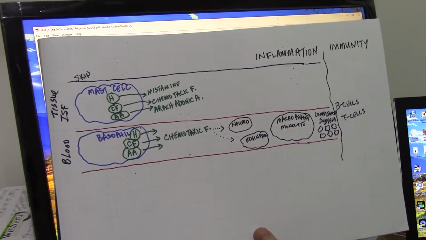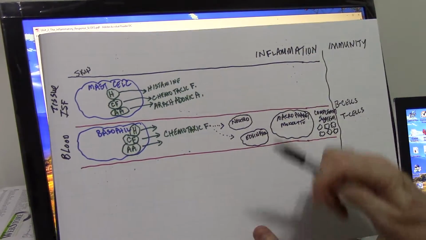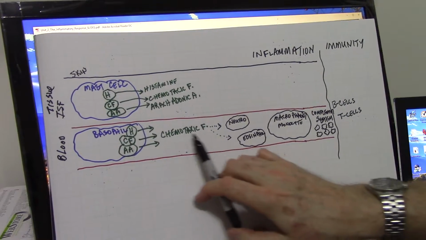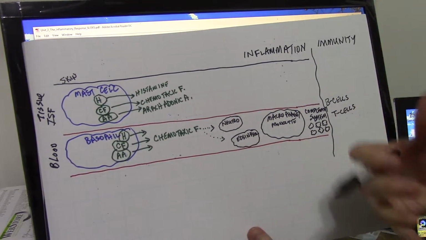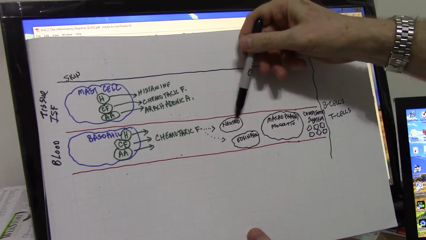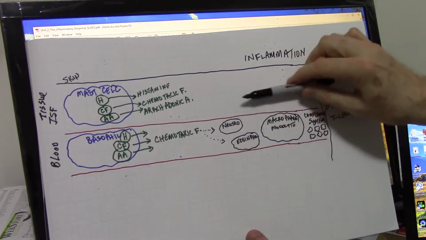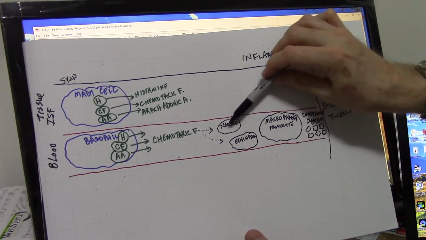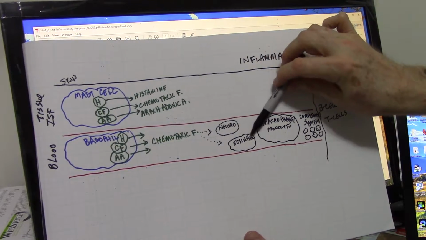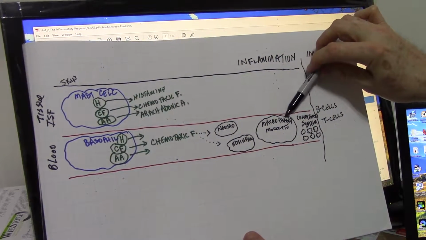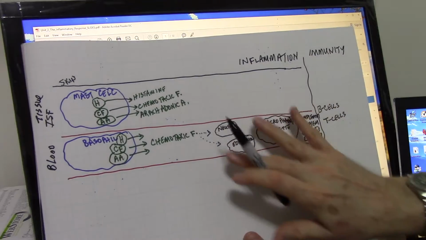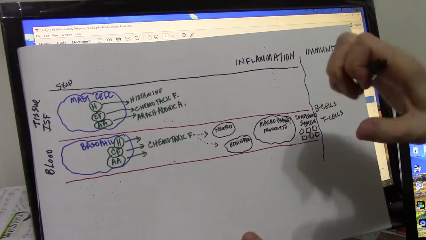Now, we'll talk about the effects of each one of these things. One of them in particular, the chemotaxic factor, is an attractant. And it is going to attract some other components of the inflammatory system, and most specifically neutrophils, eosinophils, and macrophages. Okay, and these are the phagocytes. These are the things that eat things.